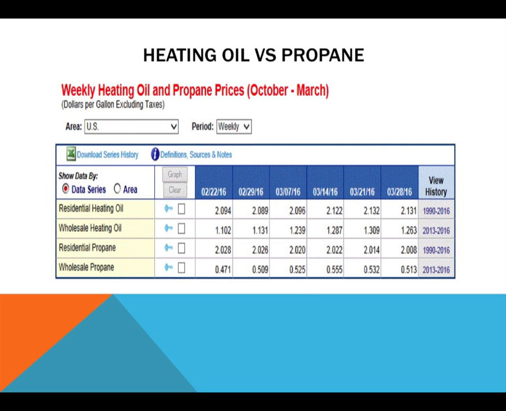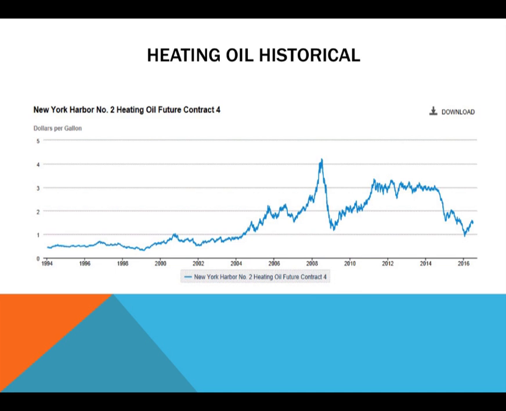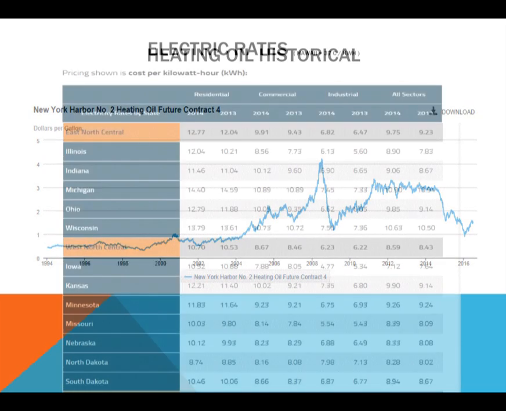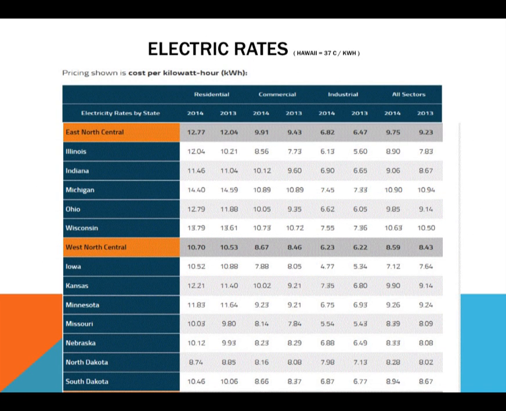Heating oil versus propane. I didn't want to spend a lot of time on this, but you can see this compares residential and wholesale. You can see here, back at the end of March, first part of April, these are wholesale pricing of heating oil and propane. I always find it interesting that on this, wholesale propane is about 51 cents, and your residential is about 4 times that. That's the marketplace. Heating oil historically, not a lot to be learned from that.